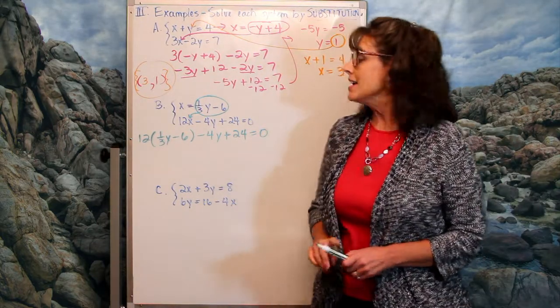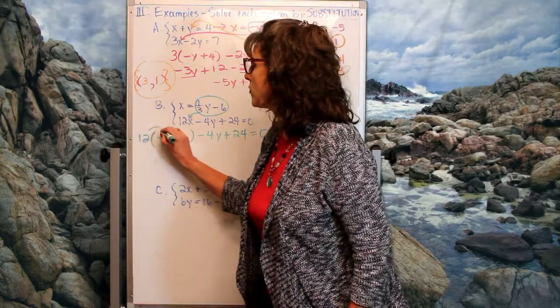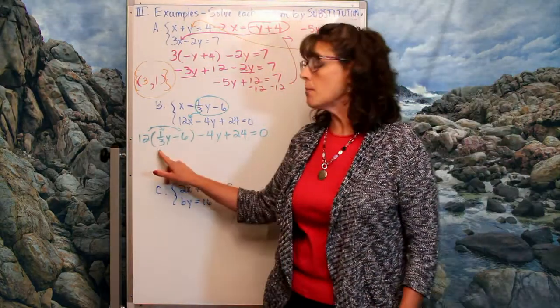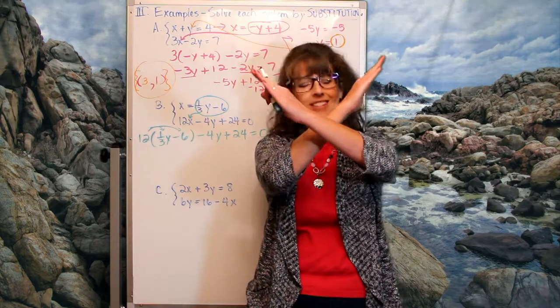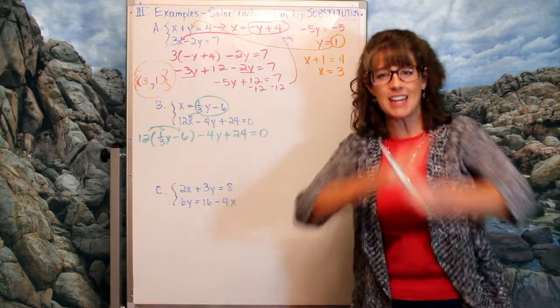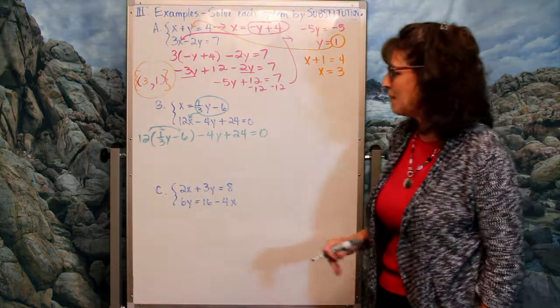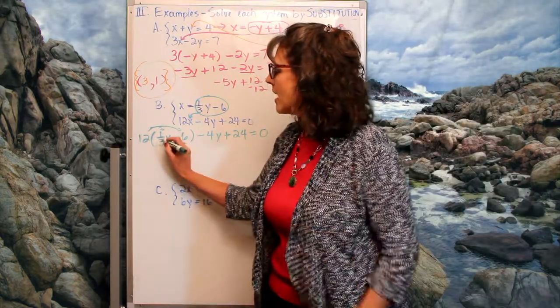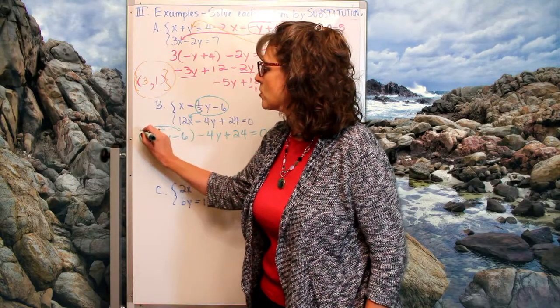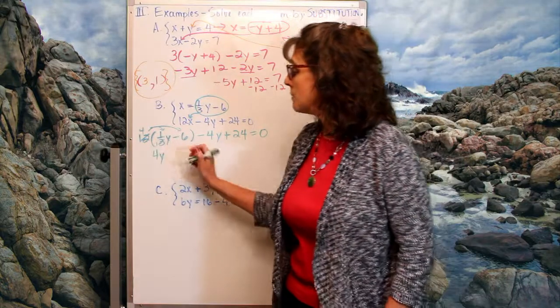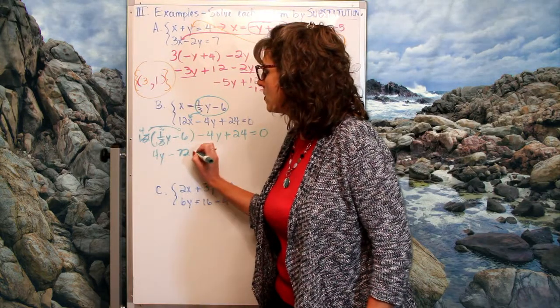I'm good. Now remember, I'm going to distribute my 12 through the parentheses and all the way through the parentheses. And right here when I multiply those fractions, oh yeah, we still got that going on. We're going to cancel those diagonals and then we're going to shoot straight across. Still, that math gang is happening. So when we cancel in these diagonals, 3 goes into 3 once, 3 goes into 12 4 times, I'm left with a 4y. Now 12 times negative 6 is a negative 72.